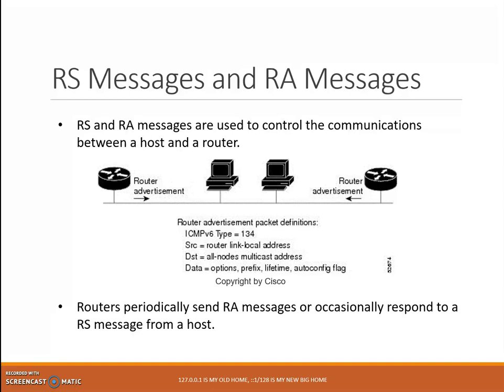Given that RS messages are usually sent by a host at system startup, the source address in RS messages is usually the unspecified IPv6 address, which is all zeros. If the host has a configured unicast address, the unicast address of the interface sending the RS message is used as the source address. Otherwise, the unspecified address will be used. The destination address in an RS message is the all-routers multicast address on the link.